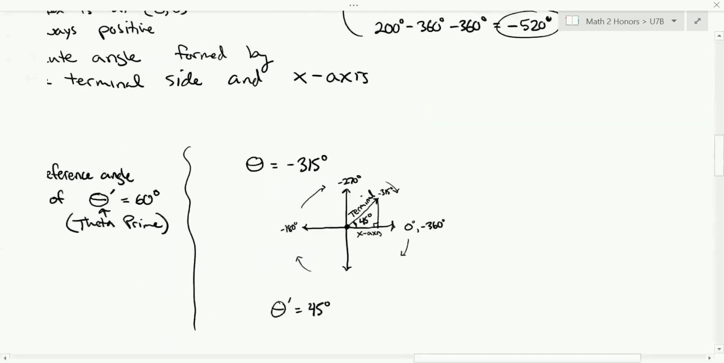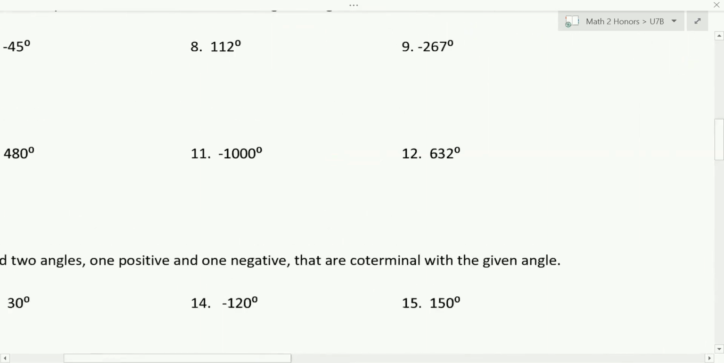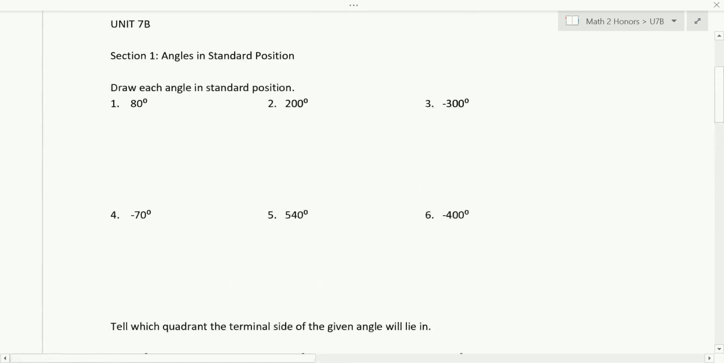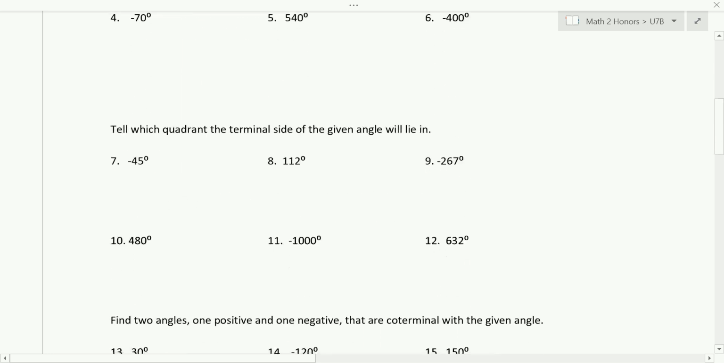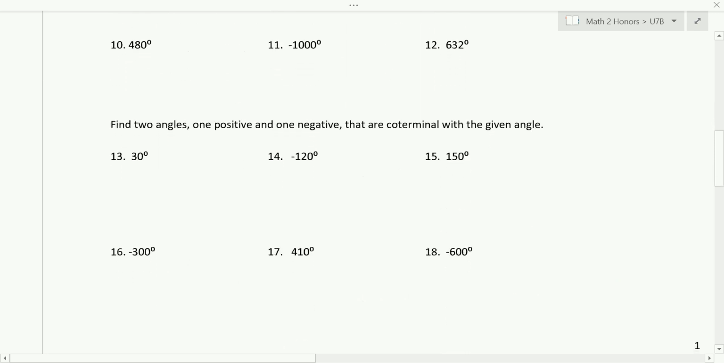That's all I want to show you for the notes. I want to take a quick look at the homework here. Homework is going to be page 1 and page 2. On number 1 through 6, all you have to do is draw the angle in standard position. On numbers 7 through 12, you just need to say what quadrant that angle's in. Quadrant 1, 2, 3, or 4. When you get to 13 through 18, you have to find coterminal angles, 2 of them. One of them has to be positive, one of them has to be negative.